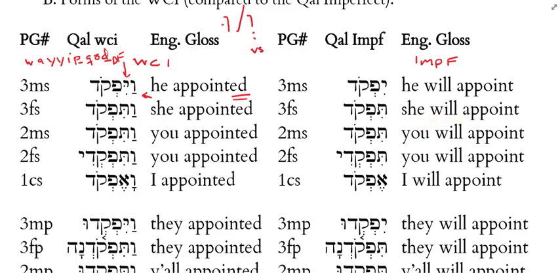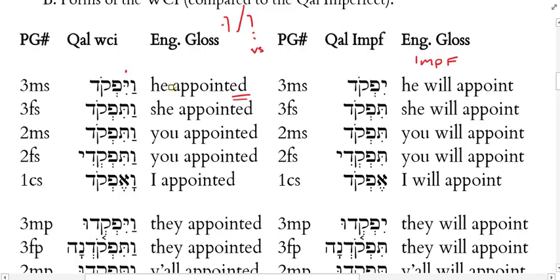These WCI forms will always be translated with past time semantics. I told you for the imperfect, it's normally future, sometimes present, and then on some occasions past. Okay? There's no frequently, seldom, sometimes with the Vayiktol forms, the WCI forms. They are always past time. Okay? There will not be a time that you won't translate it as past. Okay?